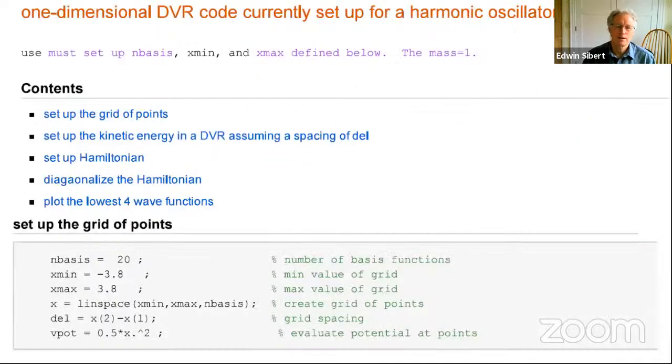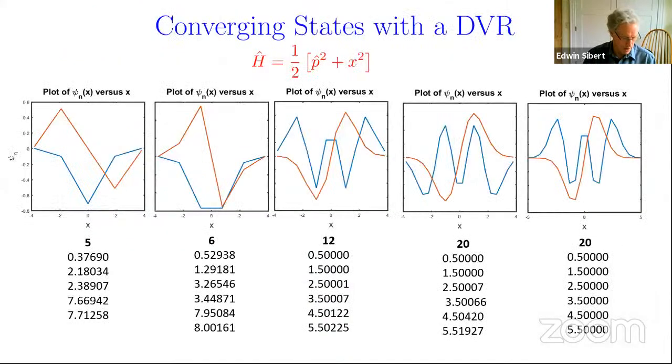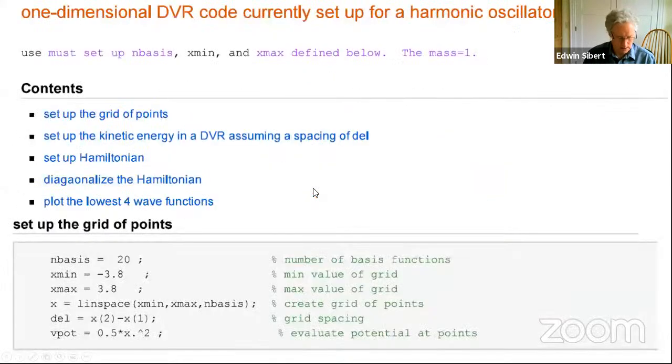And again, in the sense that this is a tutorial, I want to just show you a simple MATLAB program, how one does these calculations, because this is like the heart of all these calculations. Basically, you set up the grid points, you set up the kinetic energy in a DVR, so you take that Miller formula and you program it, then you set up the full Hamiltonian, you diagonalize the Hamiltonian, and then you plot the lowest wave function. And I showed you those plots.